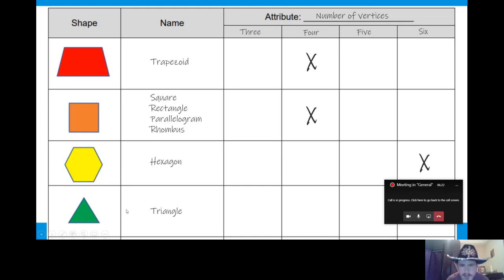Next shape is a triangle. How many vertices does a triangle have? Sure, you know by now, 3. So I'm going to draw my x under 3. I think by now you're probably catching on to how I'm filling out my graphic organizer.